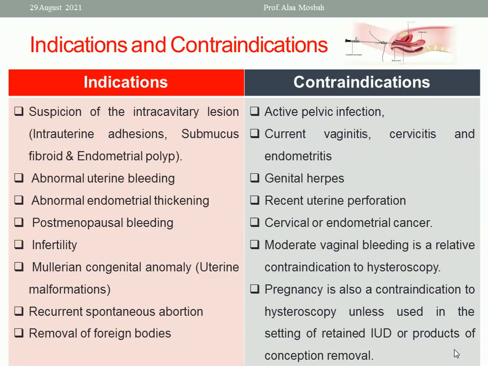Pregnancy is also a contraindication to hysteroscopy unless it is used in the setting of a retained IUD. You want to remove the IUD in early pregnancy to maintain the pregnancy. Okay. Also, in cases with retained products of conception that we want to remove, we can use hysteroscopy.